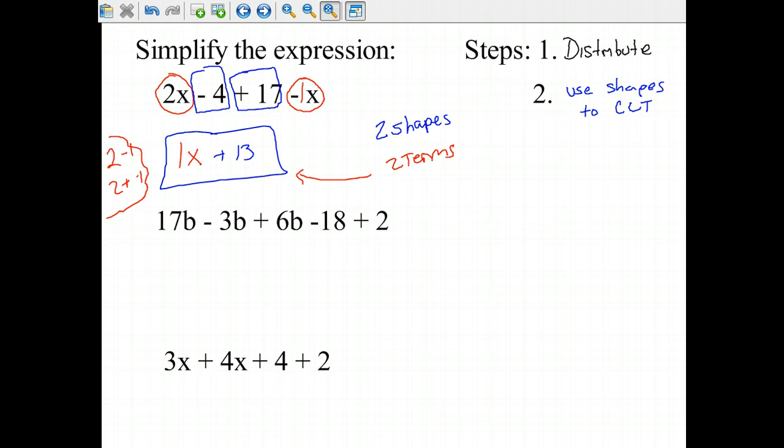Alright, here are my shapes. I'll put the shapes for both of these. Give yourself another second to check your work. We have b terms that we can add together, so maybe we'll put a box around those. Notice I'm including the sign in front of all the terms. So those are the same. And then maybe I'll put a triangle around these two here.